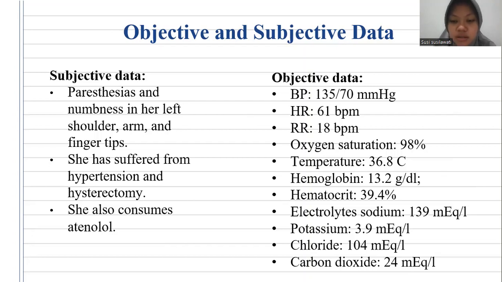Hematocrit 39 over 0.4%, electrolytes: sodium 139, potassium was 30.9, chloride 104, carbon dioxide 24.